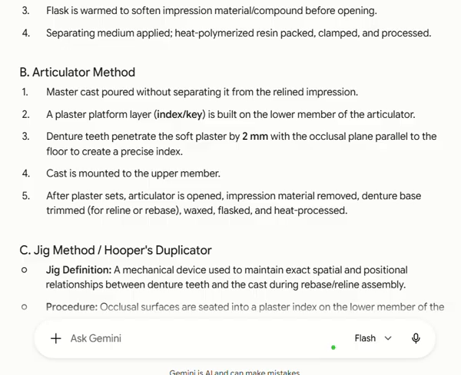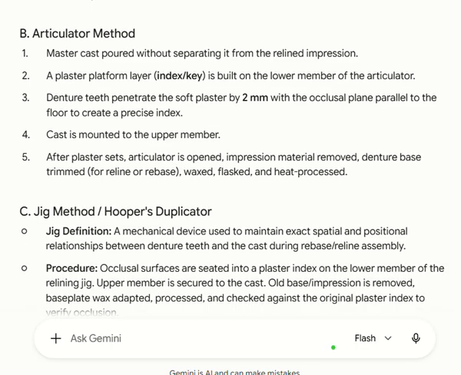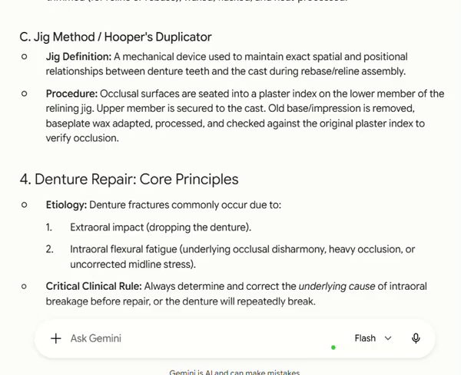C. Jig method, Hooper's duplicator. Jig definition. A mechanical device used to maintain exact spatial and positional relationships between denture teeth and the cast during rebase, reline assembly. Procedure. Occlusal surfaces are seated into a plaster index on the lower member of the relining jig. Upper member is secured to the cast. Old base, impression is removed, base plate wax adapted, processed, and checked against the original plaster index to verify occlusion.